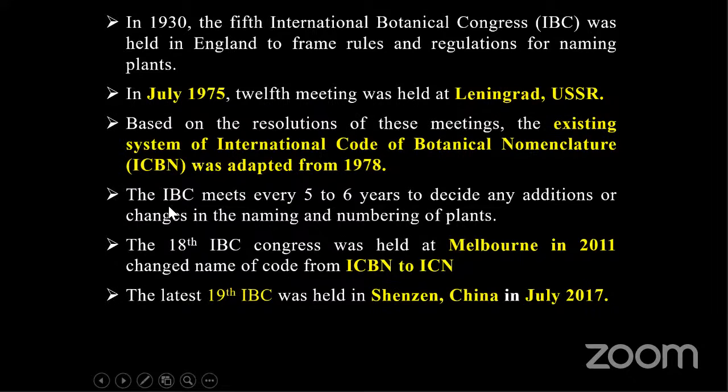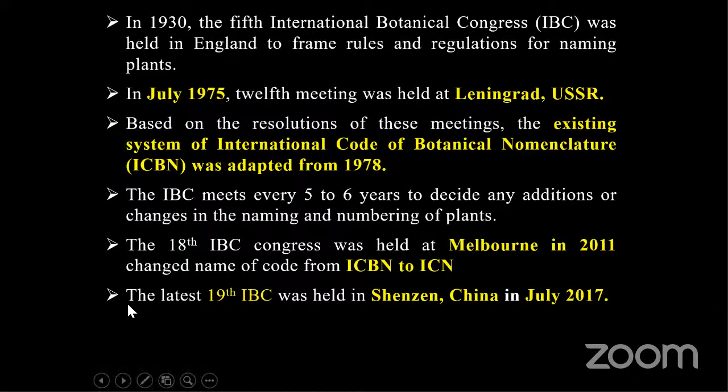Again, the IBC, International Botanical Congress, meets every 5 to 6 years to decide any additions or changes within the naming and numbering of plants. And the recent ones are there. The 18th IBC was held at Melbourne in 2011, where the name change of ICBN to ICN was effected. So this Melbourne Congress is also very important, because here the entire name International Code for Botanical Nomenclature was changed to ICN, International Code of Nomenclature.